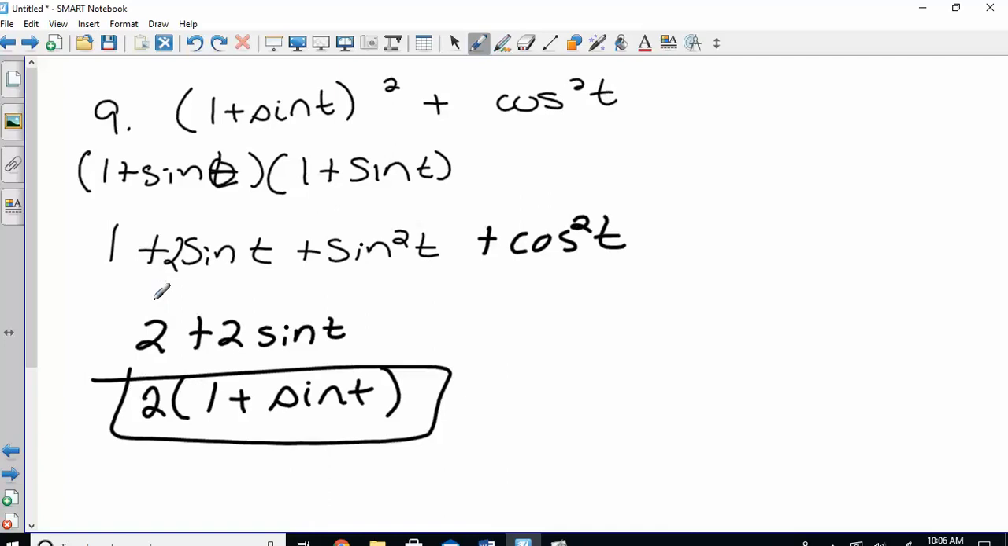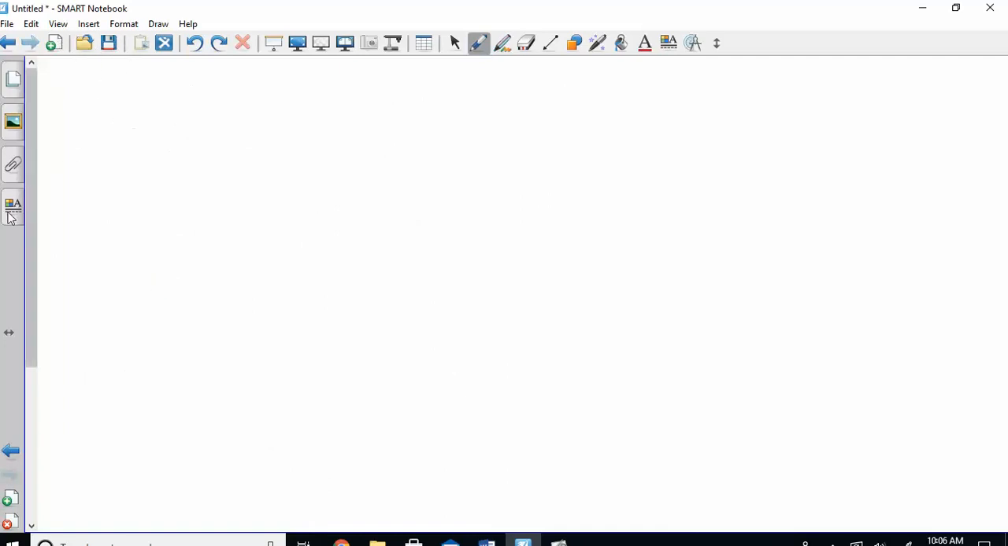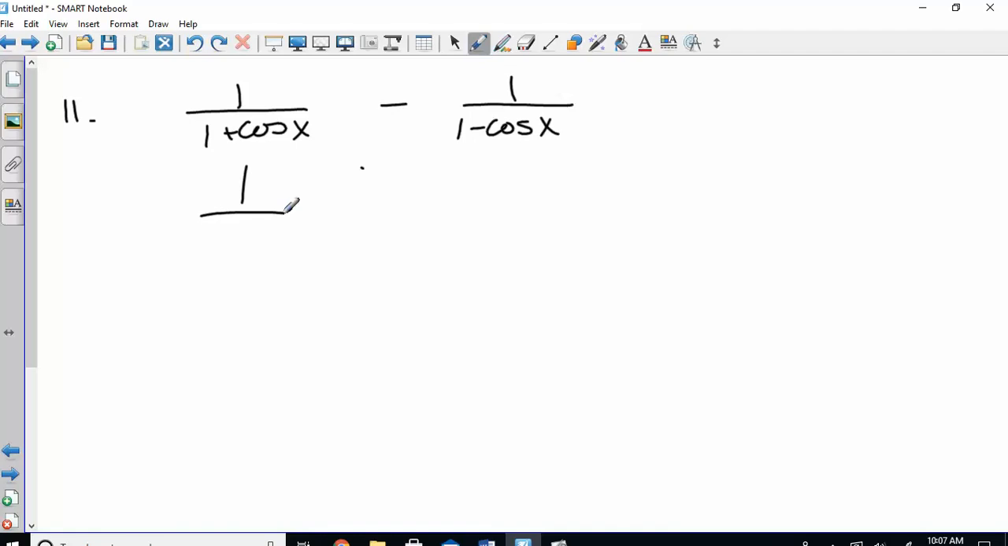Alright, Gus, you get number 11. So, if I want to add or subtract fractions, what do we need? Common denominator. Well, you have to take the first one times 1 minus cosine x. Because those are the opposite sign, do first and last. Yeah, just first. Minus cosine squared x.